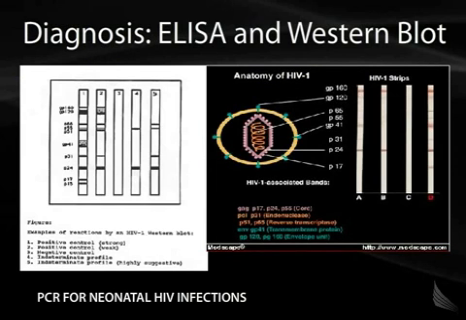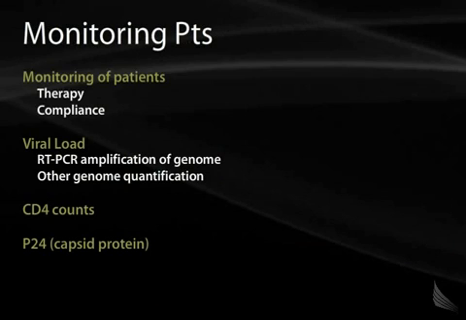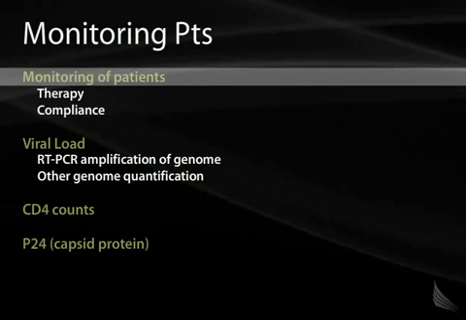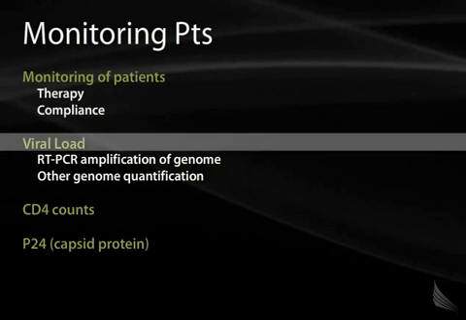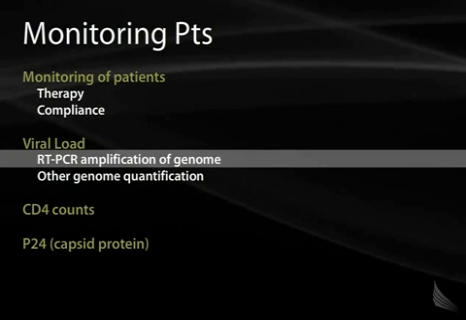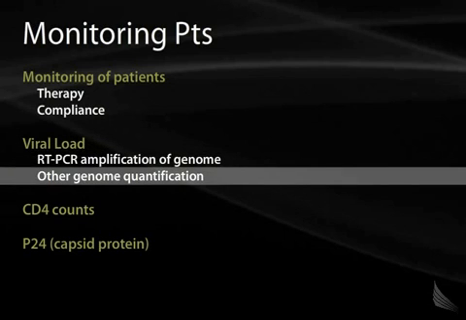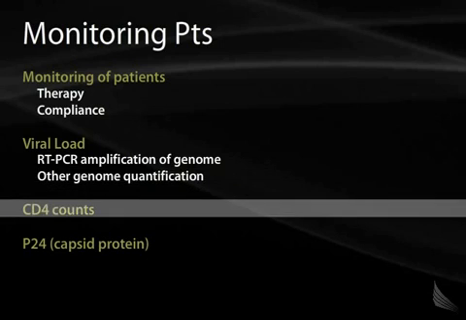Diagnosis of HIV happens by a combination of an ELISA test and a Western blot. You use PCR for neonatal infections. When you monitor patients, you want to monitor their compliance and their therapy. You check the viral load by PCR to amplify the genome, and you look for other genome quantification. You always want to know the CD4 count because that tells you where they are in terms of opportunistic infections.